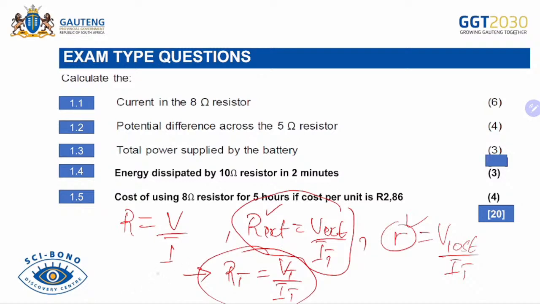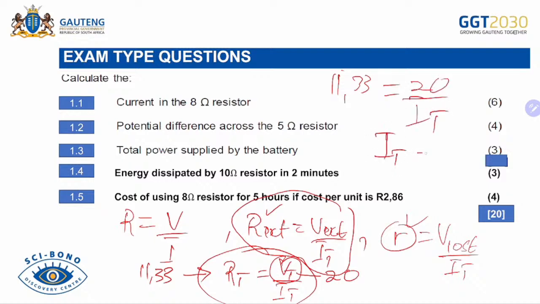What is R total? Already I got 11.3. I can calculate that. What is this? It is the EMF. Already I'm given EMF here. I think EMF is 20. So can you see that I can get the I total there? So my I total from here: 11.33 equals V total, which is EMF, 20, over I total. Then I can get my I total there. I hope you can see that.